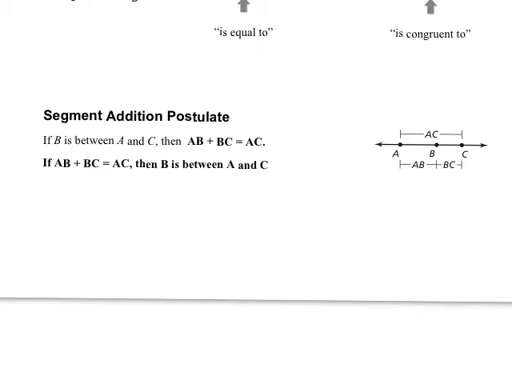So no matter how AB and BC change, if B's in the middle, AC is not going to change, right? That's what it's saying here. No matter what this B value is, wherever it moves in between A and C, AC is always going to be the sum of the parts, AB plus BC. So you can think about it that way. The whole is the sum of the parts. Okay, the whole is the sum of the parts.